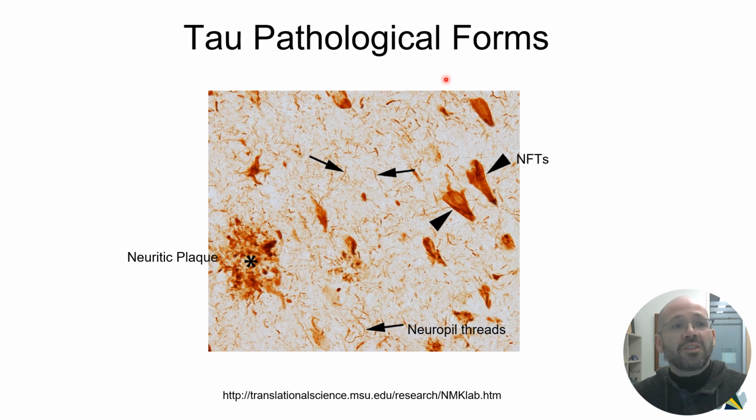In terms of pathological forms, when you look at a neuropathological analysis, you find neuropil threads where you find the tau aggregated. You have the formation of what is known as neuritic plaques, and then you have that flame shape in neurons in the somatodendritic compartment, which are neurofibrillary tangles. Those are the pathological signatures that you see when you look at postmortem tissue, in particular in Alzheimer's disease.